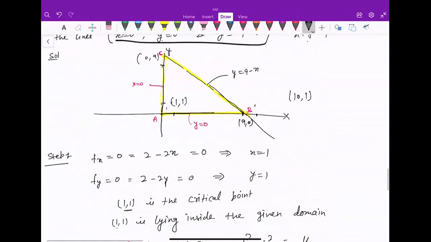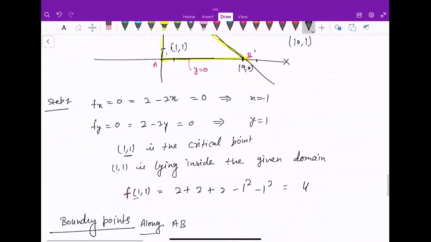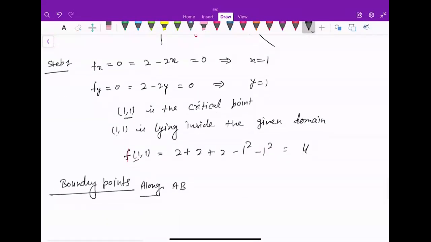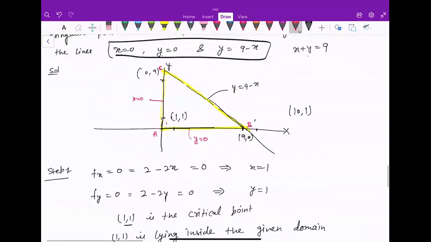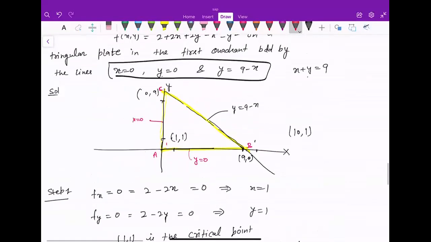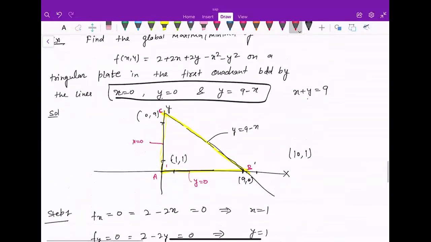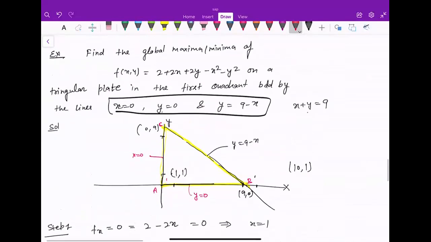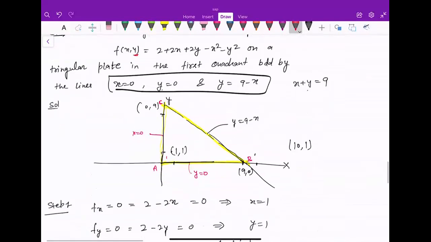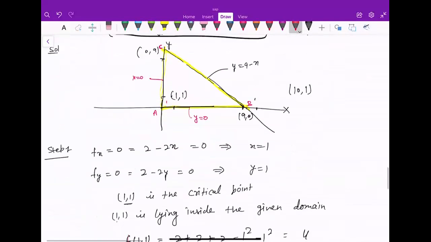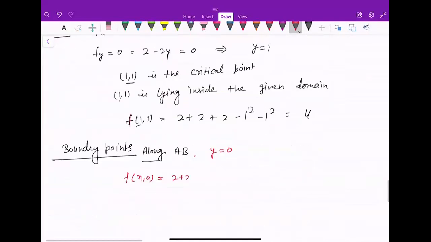Along AB, this is your x-axis. So y equal to 0. So here you are having y equal to 0. So f of (x, 0). ठीक है ना? आपके पास function क्या है? This is your function. Now what would be the function value along this boundary? So we are putting y equal to 0. So what you are getting? 2 plus 2x minus x square. So this is a function of one variable.